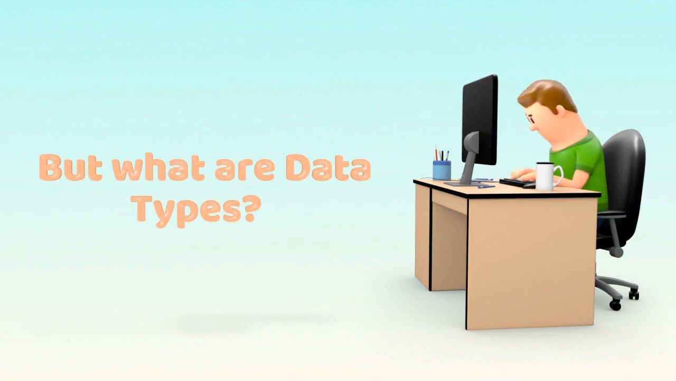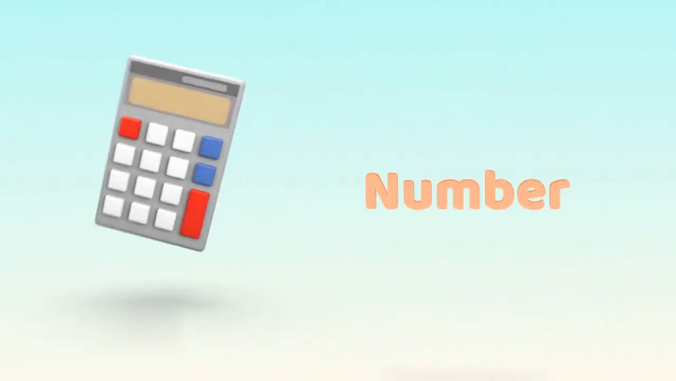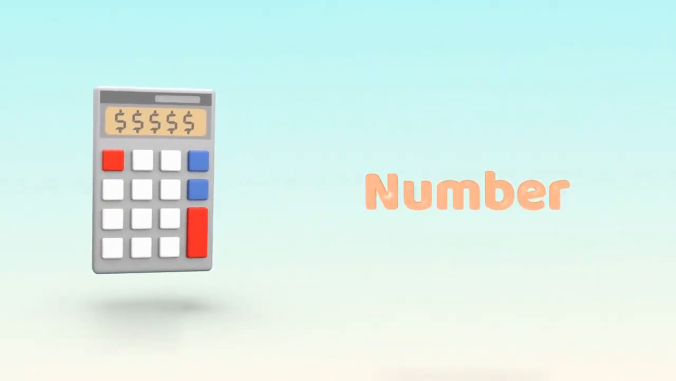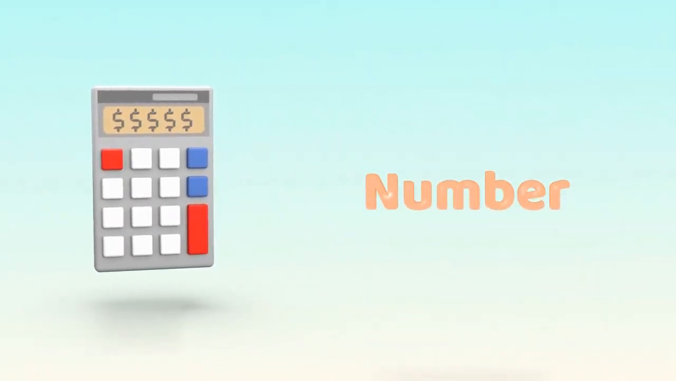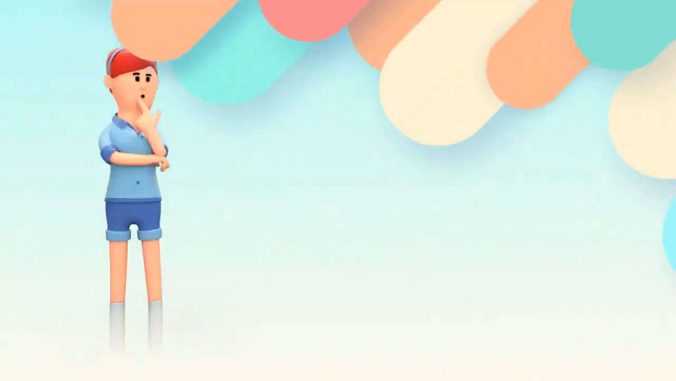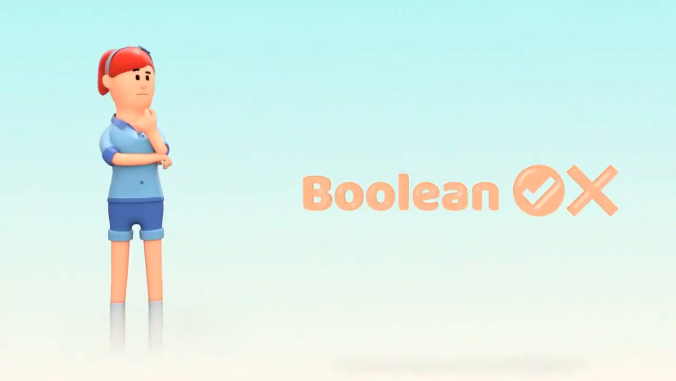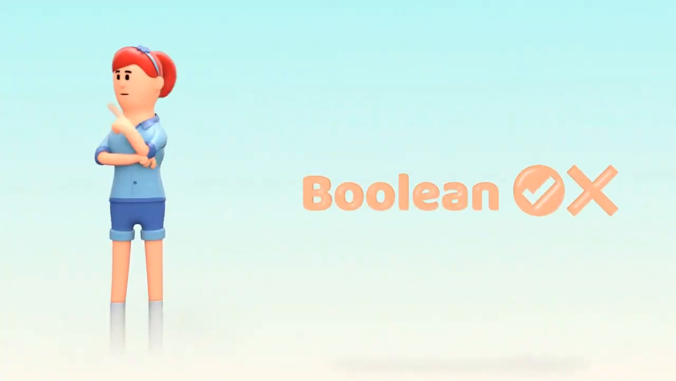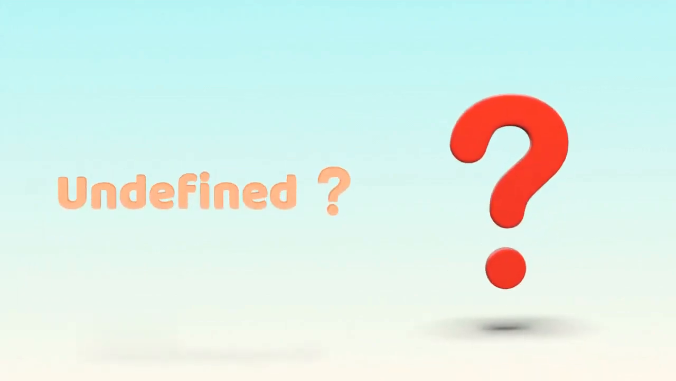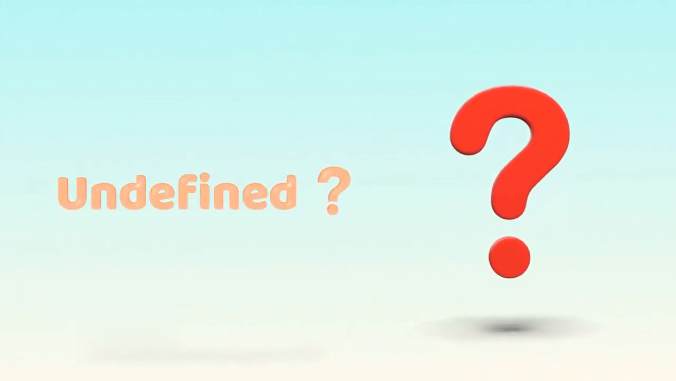Data types. A number is any numeric value, like 7, 3.14, or -42. A string is any text, always inside quotes, like "hello world." Booleans are just true or false, perfect for decisions. Undefined means the variable exists but has no value yet.